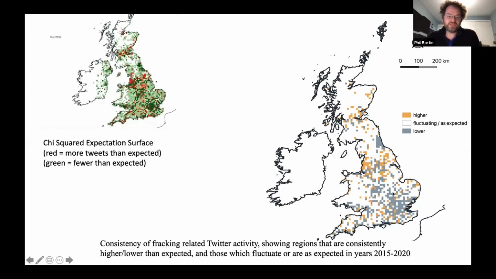This map here is an attempt to squash that animation into one picture. So we're saying here, where it's orange, people have had a continued high level of interest in fracking above what we'd expect based on that chi-squared expectation surface. Where it's grey, we've had much lower continued interest than we'd expect. So it's a way of seeing that it's not just one massive spike that's caused chi-squared to show a hot spot. It's a continued interest over that 5-year period.